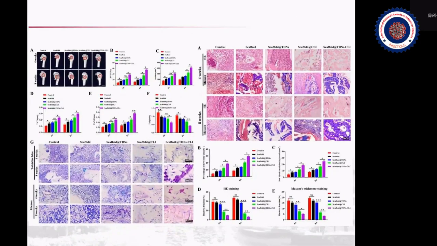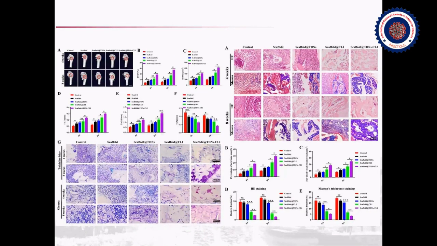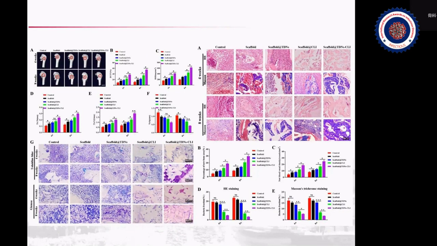Next, we constructed an infectious bone defect model in SD rats and implanted the composite scaffold. The in vivo osteogenic and antibacterial properties of the bionic composite scaffold loaded with TDN-CLI were further evaluated by microCT three-dimensional reconstruction, quantitative analysis, Giemsa and toluidine blue staining, HE and Masson staining.